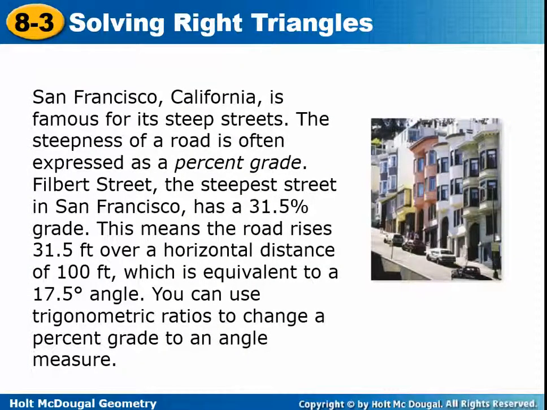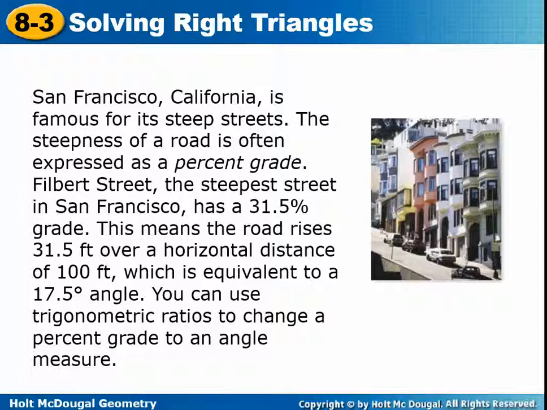San Francisco is famous for its steep streets. The steepness of a road is often expressed as a percent grade. Not a grade like ABCD, but the grade of the street. Filbert Street, the steepest street in San Francisco, has a 31.5% grade. It's very steep. This means the road rises 31.5 feet over a horizontal distance of 100 feet, which is equivalent to a 17.5% or 5-degree angle.